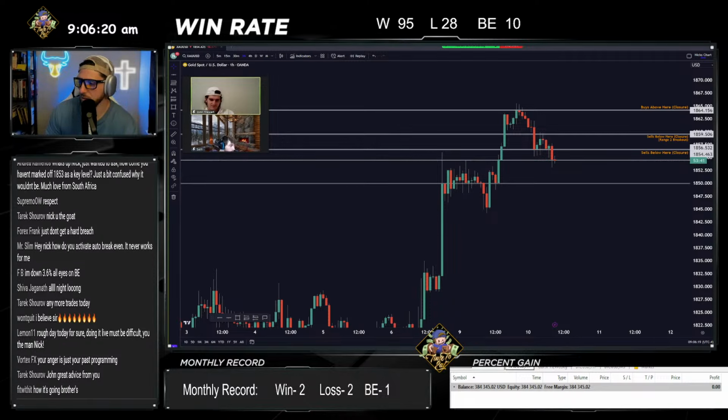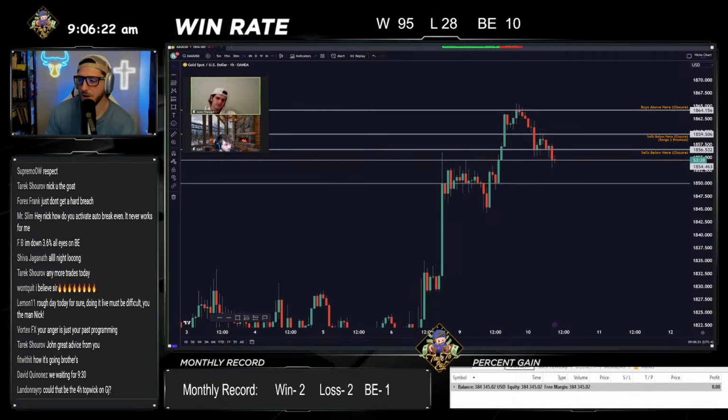How do you activate auto break even? It never works for me. I believe you have to be in a trade. Auto break even. Actually, I don't use auto break even.